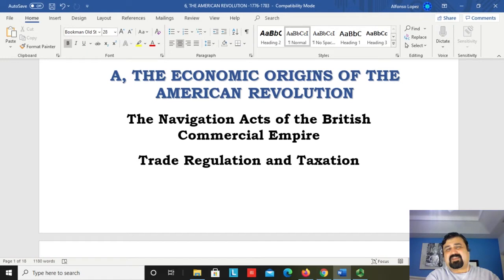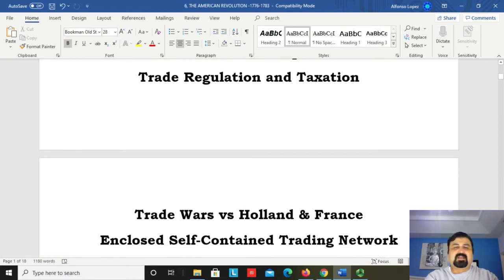Again, they're called the Navigation Acts because all trade was taking place in ocean-going trade. Navigation traffic, if you will, had to be monitored. The ports had to be supervised, and shipping as well, etc. It's called Navigation Acts, of course.